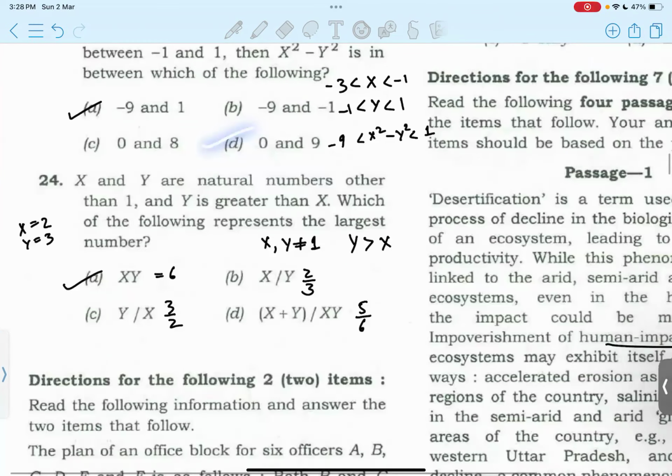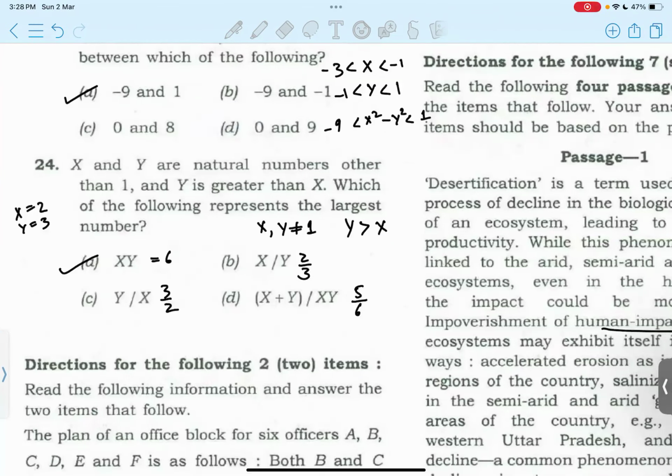Then x and y, the natural numbers. Then 1 value cannot be taken, and y is greater than x. So amongst all these options, which would have the largest number? You can just assume any number, ensuring these two conditions, that the number should not have the value 1 and y should be greater than x. So assume 2 and 3 respectively. You can place the numerical values against each of the options. You will see x into y would be the largest value.